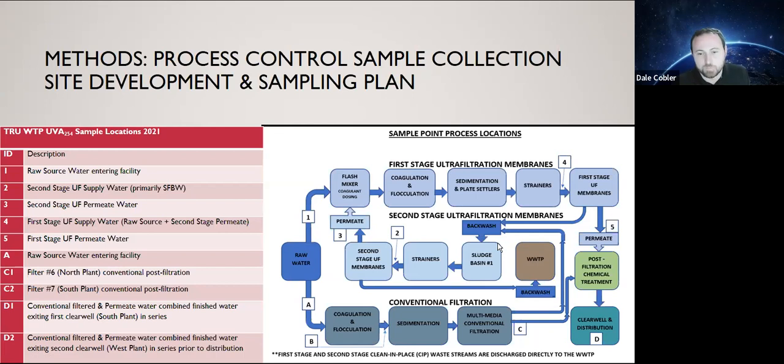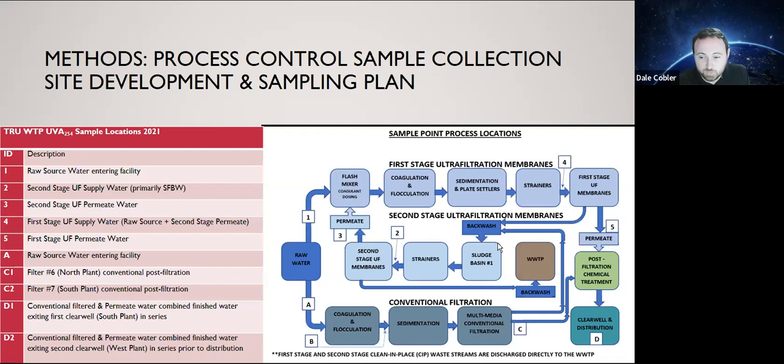they are combined. So special care was taken to identify similar locations for each system where the samples could be comparable in treatment terms. Sample 1 and sample A are the same for conventional and first stage membranes. Samples C, C1 and C2 on the conventional filters are comparable to sample number 5 on the first stage membrane system. So both of these samples are essentially filtered water from each system. Samples D1 and D2 represent the conventional filtered samples, which are C1 and C2, combined with the first stage membrane permeate, which is sample number 5.